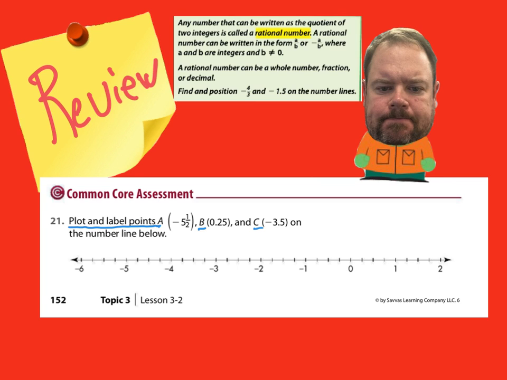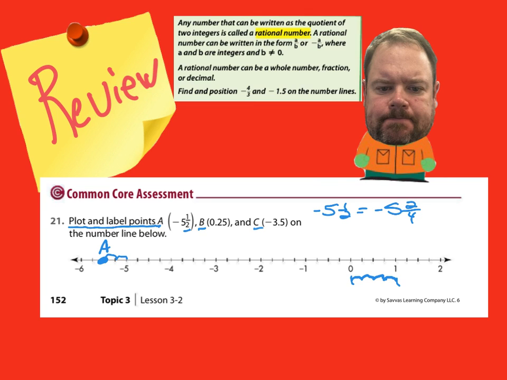So I'm going to look at 0 to 1. I notice there is 1, 2, 3 lines between it, which means there is 1, 2, 3, 4 spaces. So we are dealing with fourths. But I see that it's a half. A half is going to be 2/4. So negative 5.5 is equivalent to negative 5 2/4. So for point A, I'm going to go to negative 5 and go to the left 1/4, 2/4. So there is point A.